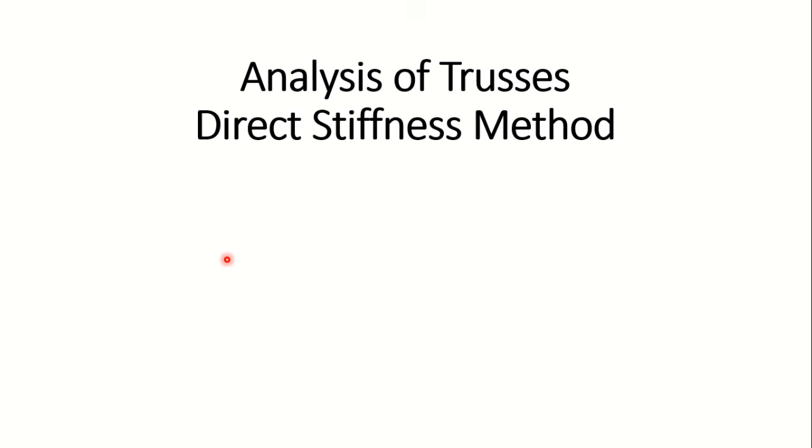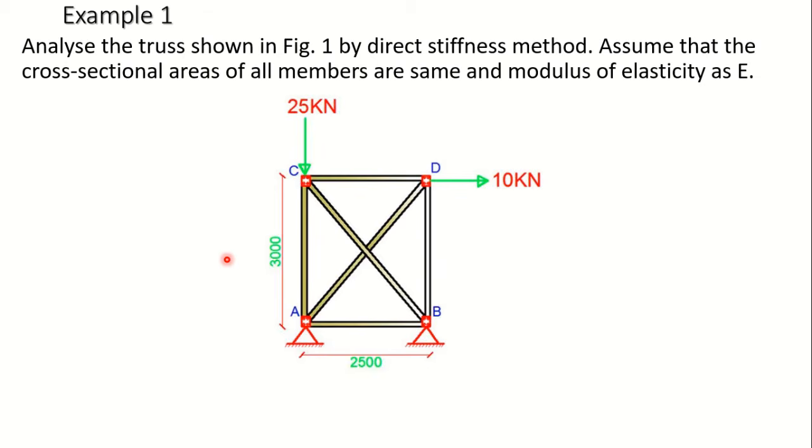So in this session, we'll see how to solve or analyze a truss by using the direct stiffness method. This is the example of a truss that has been shown over here. It has to be analyzed using the direct stiffness method, where the area of all the members is the same, and the modulus of elasticity is given as E.